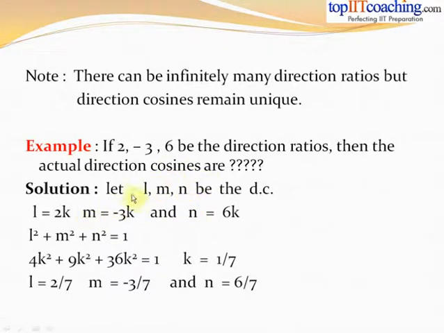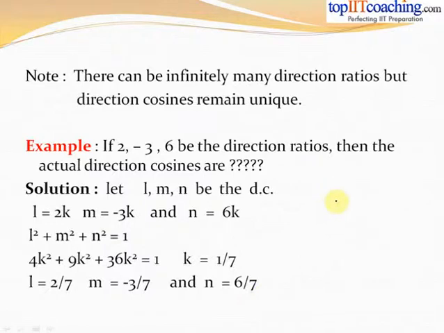Now l would be equal to 2k, m would be equal to minus 3k, and n would be equal to 6k. This is because we know that direction ratios are proportional to direction cosines. Now we also know that l square plus m square plus n square is equal to 1. Substituting these values, we get 4k square plus 9k square plus 36k square is equal to 1, or k is equal to 1 by 7. Thus l would be equal to 2 by 7, m would be equal to minus 3 by 7, and n would be equal to 6 by 7. Thus the final direction cosines are 2 by 7, minus 3 by 7, and 6 by 7.